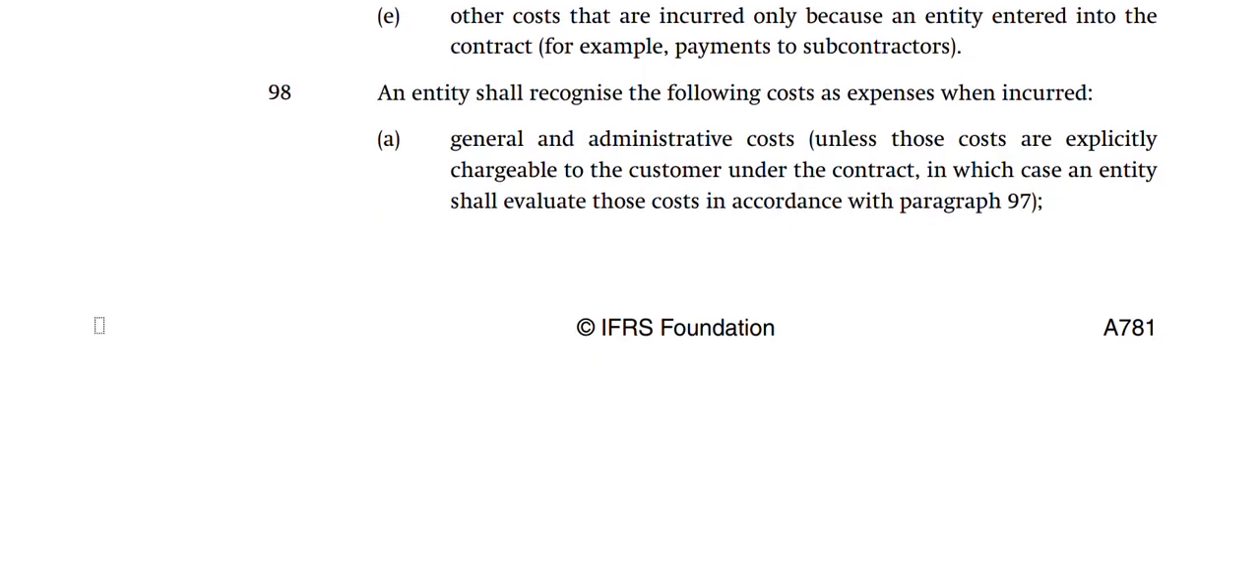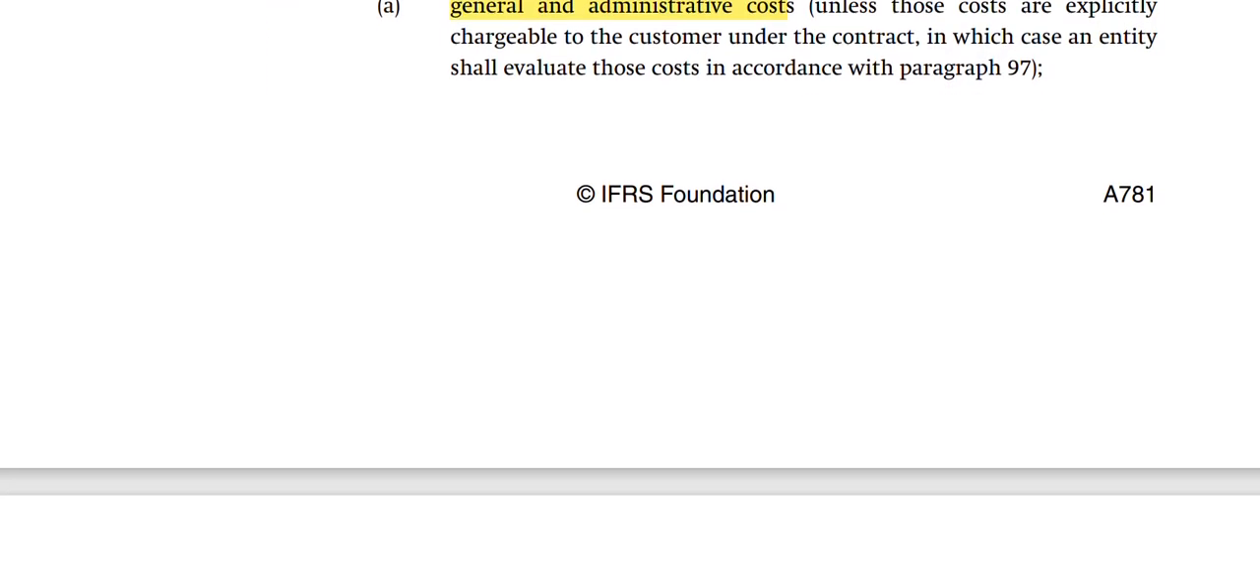And then 98 says an entity shall recognize the following costs as expense when incurred. Right. General and administrative costs, unless those costs are explicitly chargeable to the customer under the contract, in which case an entity shall evaluate those costs in accordance with paragraph 97. So general and administrative costs should not be recognized as an asset.